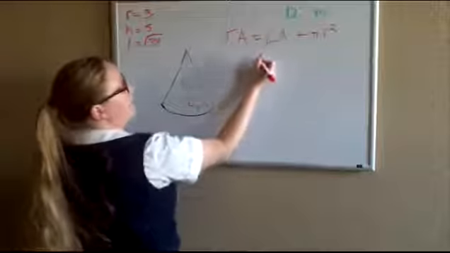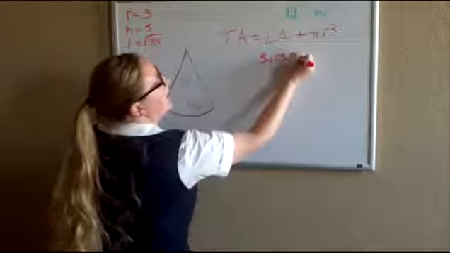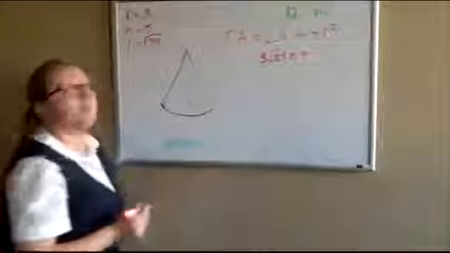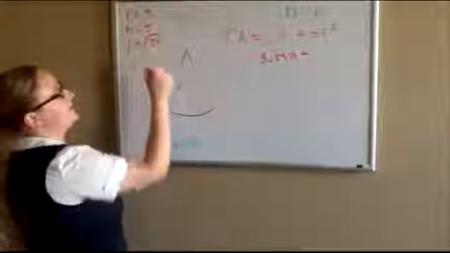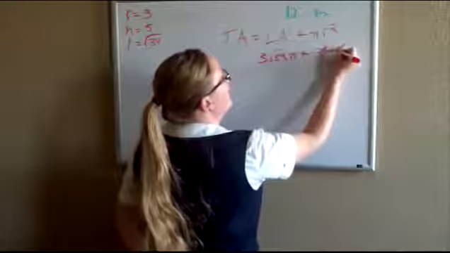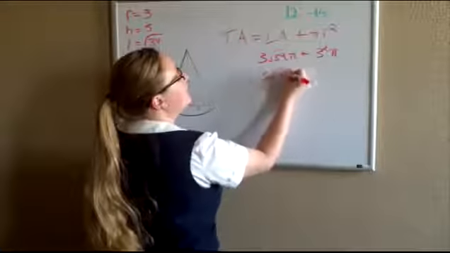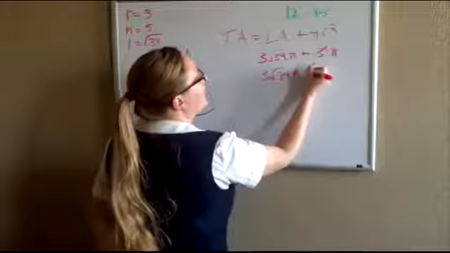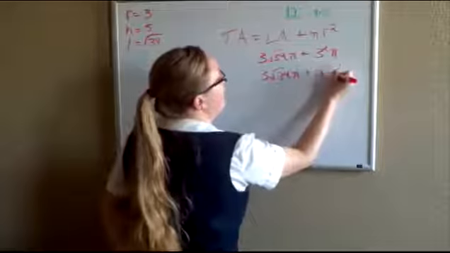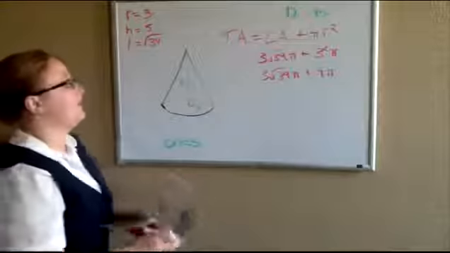Alright, so our lateral area was 3 square root of 34 pi plus pi r squared, which radius is 3. So 3 squared pi. So we're going to have 3 square root of 34 pi plus 9 pi. And those cannot combine, so that's going to be the final answer, okay?